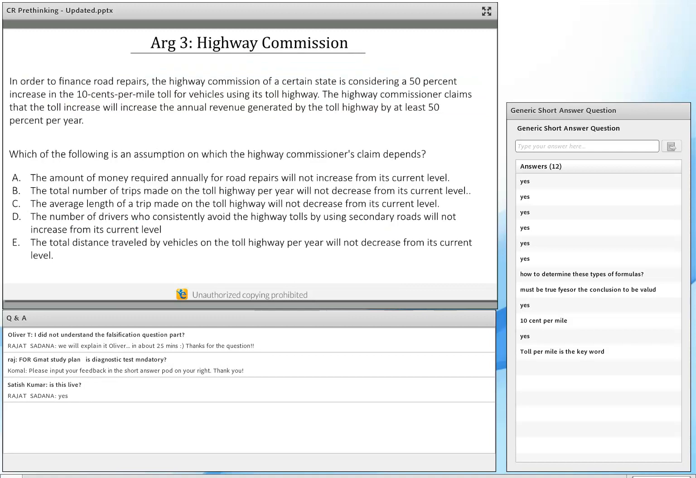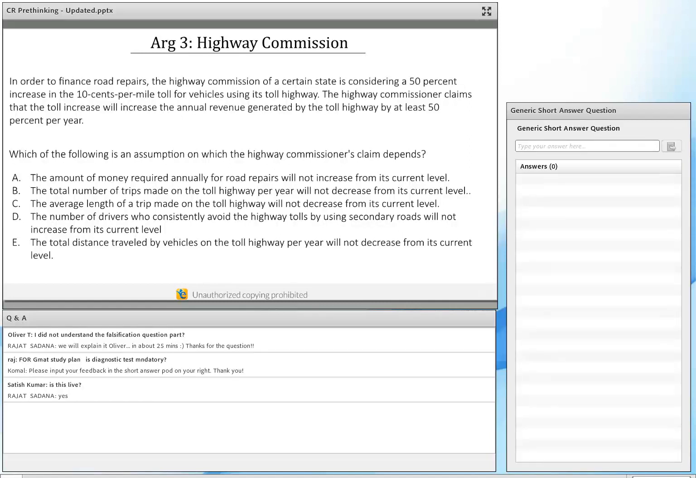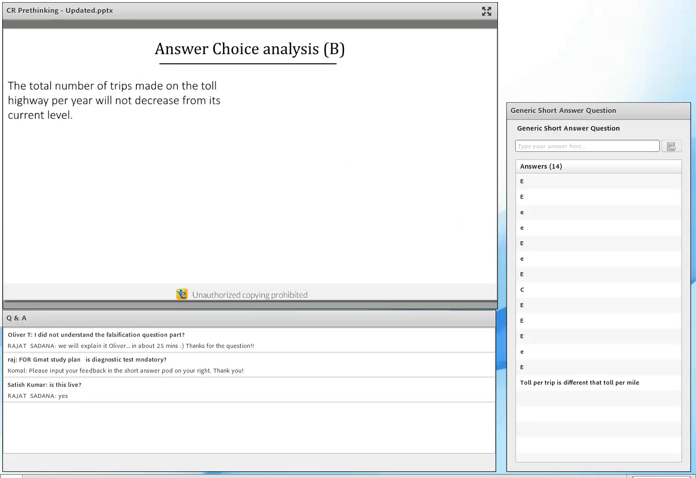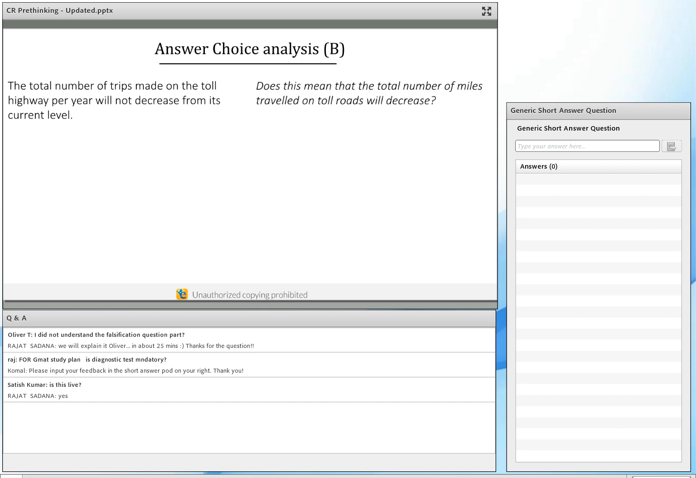Okay. Now, which answer choice talks about the total number of miles over here? Read the answer choices. It's choice E, which is my correct answer. And I'm going to talk about choices A, B, C, D as well to really say why they are not correct answers. So let's talk about choice B, which was really popular. Many of you chose choice B. Choice B says the total number of trips made on the toll highway will not decrease from its current level.